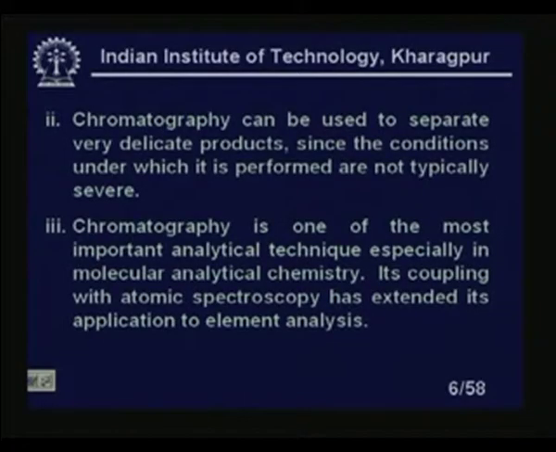Chromatography is one of the most important analytical techniques, especially in molecular analytical chemistry. Its coupling with atomic spectroscopy has extended its application to element analysis. So, with the advancements in atomic spectroscopy, it can be used in element analysis also.